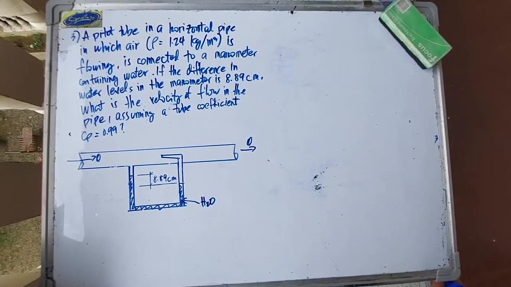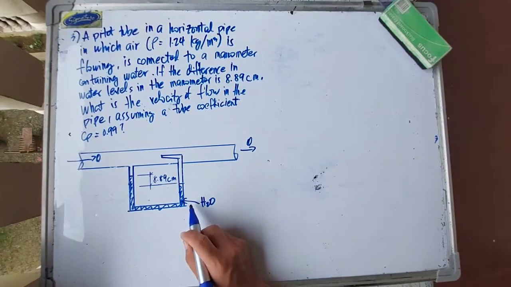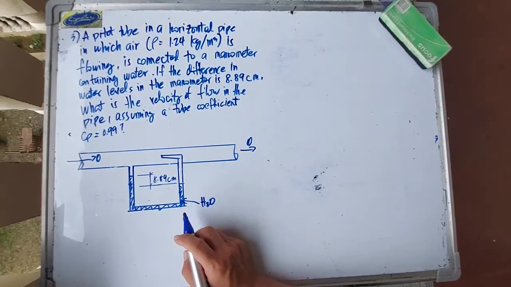Okay, let's try to solve problem number 3. Problem number 3 deals with the application of Pitot tube in solving for the velocity of flow in a certain pipe. Usually, Pitot tubes are used to measure the flow of gases, you know, gases yan. And usually kapag we measure the flow of gases, our gauge liquid would be water. Okay, water yan.